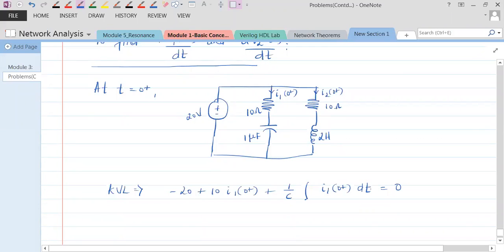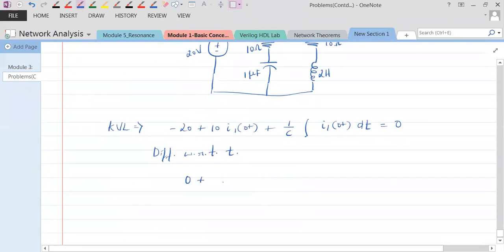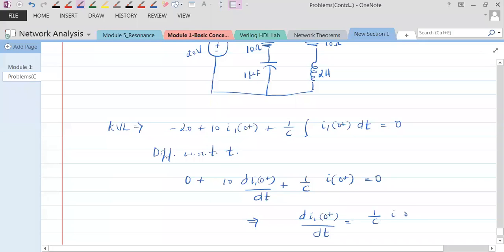Now what is that? We are trying to find out the differentials, right? So differentiate this with respect to t. What would happen if you differentiate this with respect to t? You will have the first term equal to 0, 10 into di1 of 0 plus by dt plus 1 by C into I1 of 0 plus, because the integral will go off when you differentiate. So this implies that di1 of 0 plus by dt equal to minus 1 by C times I1 of 0 plus divided by 10.